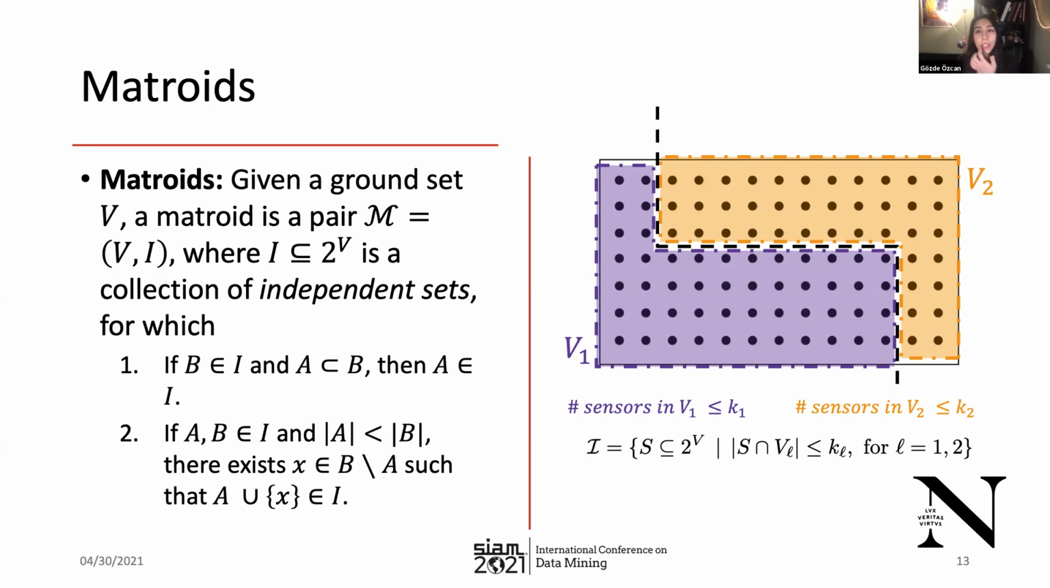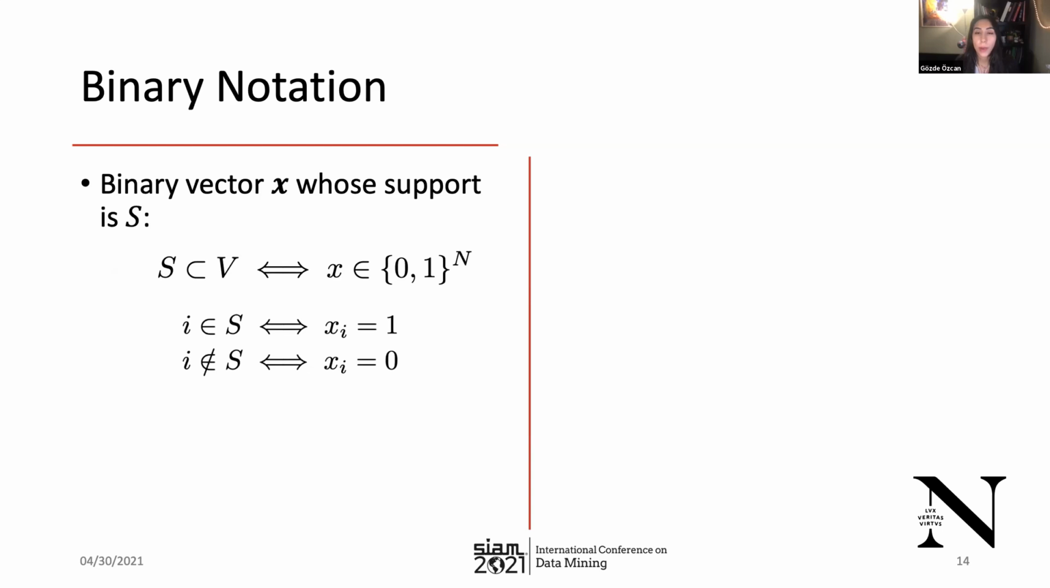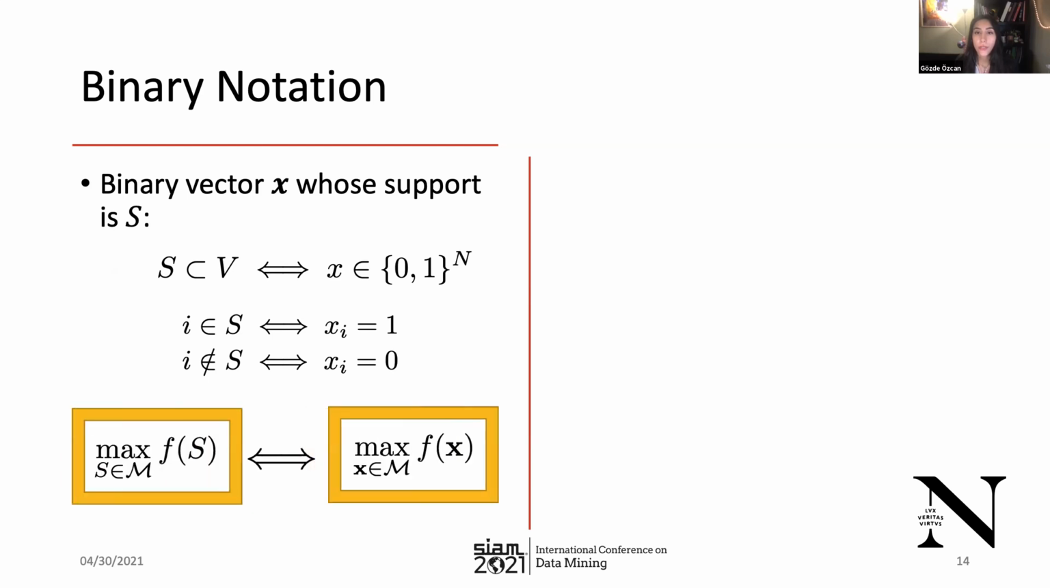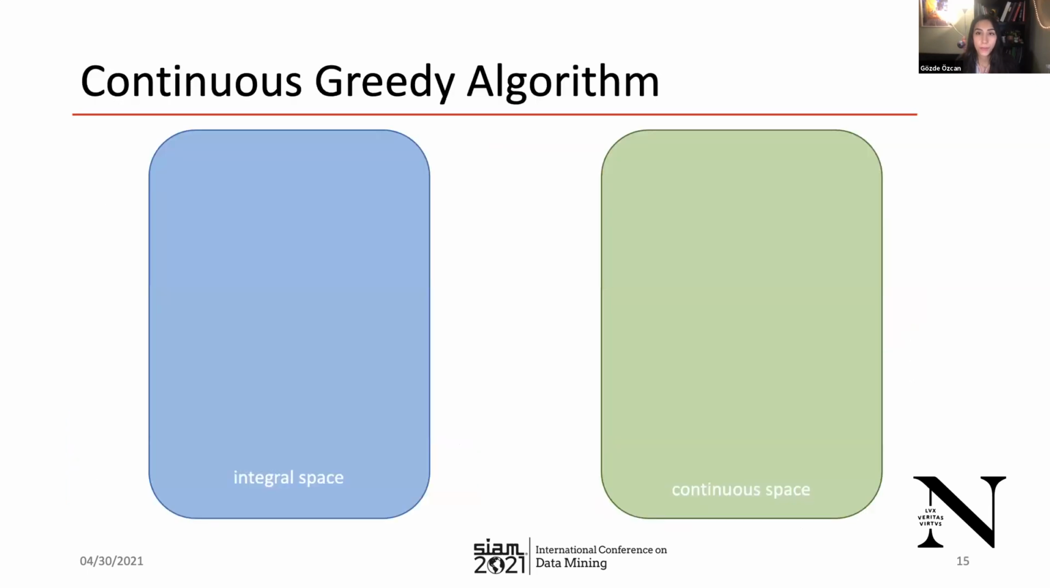On the right, we see the example of a partition matroid we discussed before. There is a one-to-one correspondence between a binary vector x whose coordinates are either 0 or 1 and its support S. Therefore, the set function f of S can be interpreted as f of x. We will use this convention for the remainder of the presentation. As an example, the coverage function f can be formalized as follows, where L represents the possible locations in V and J_i represents the set of locations covered by each sensor i.